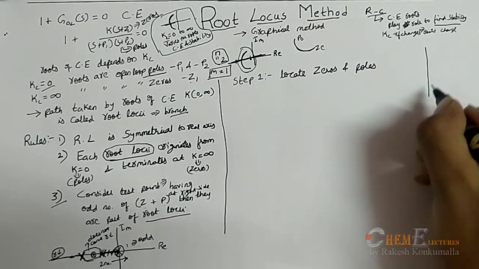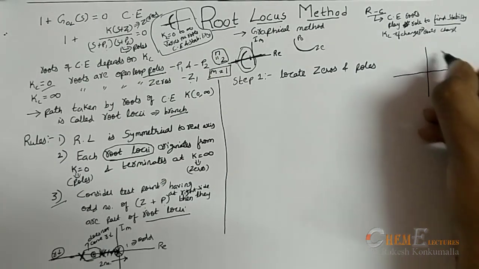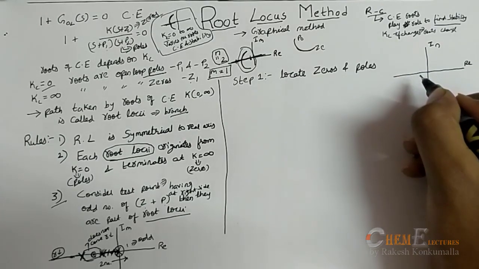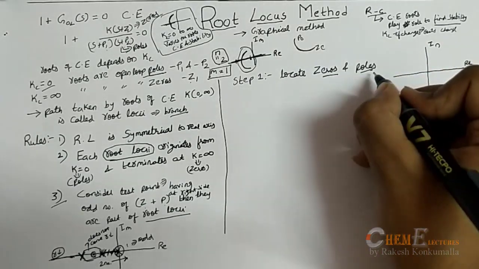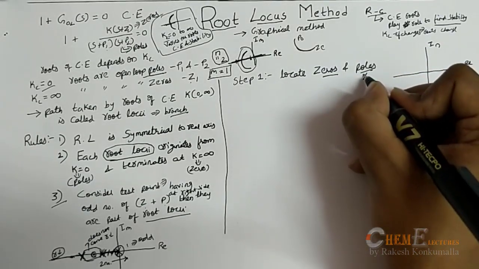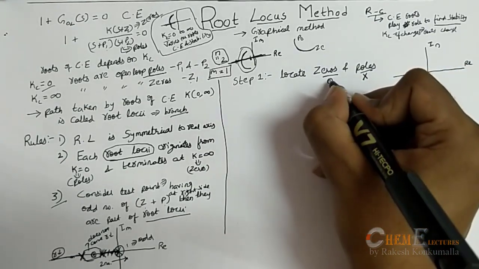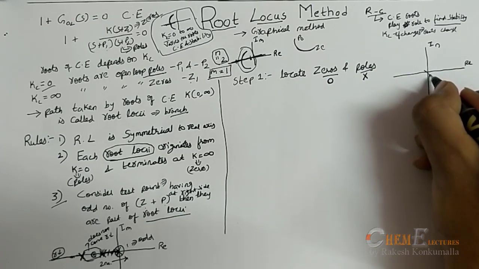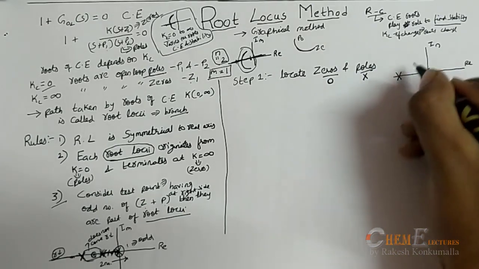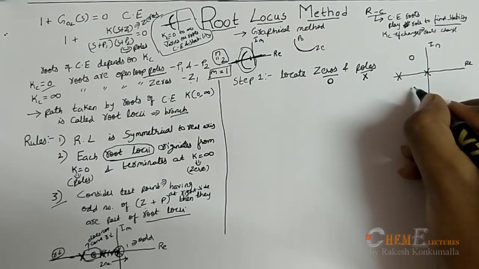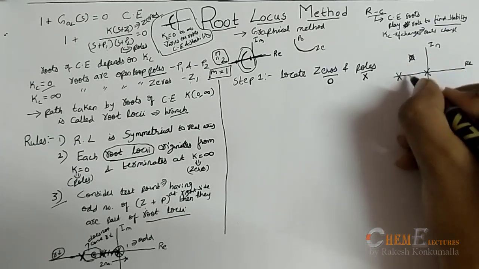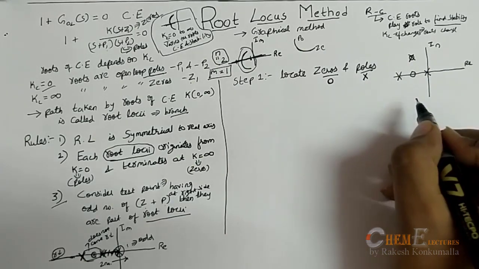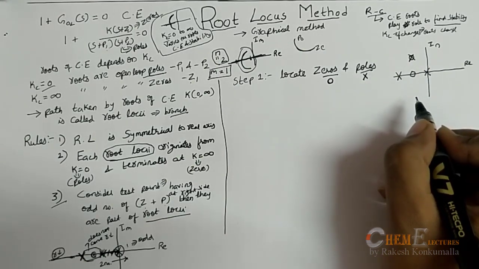Suppose if I am taking an imaginary and real axis like this, then I need to mention the poles and zeros. Let me take the poles as X symbol and zeros as O. In this way, if you represent here, let me take some random poles like this, then these are my poles and it is my 0. In this way, you need to first represent in the graphical representation.